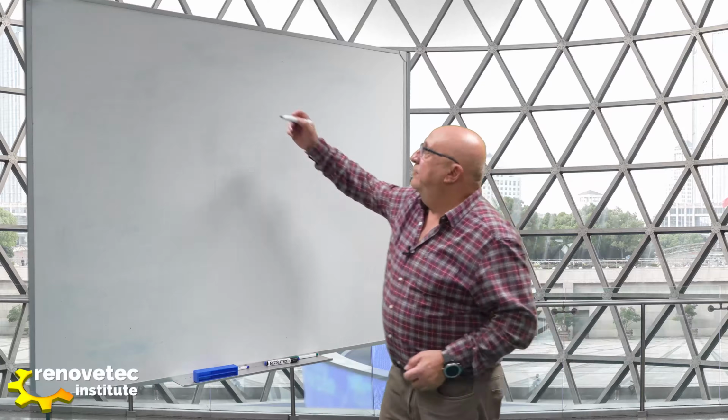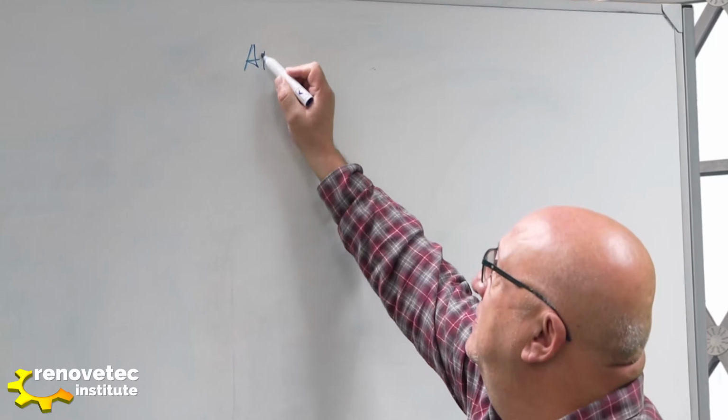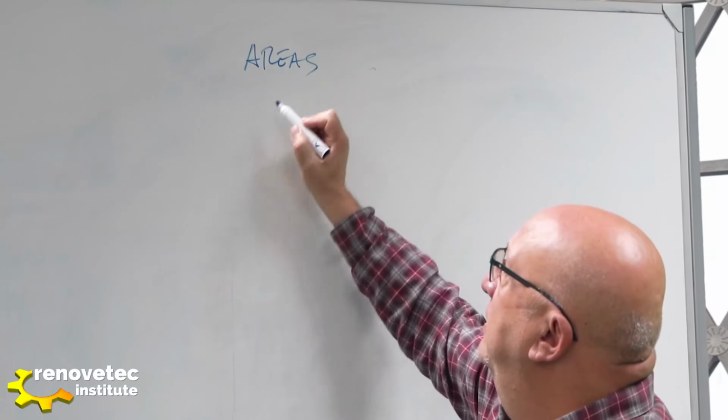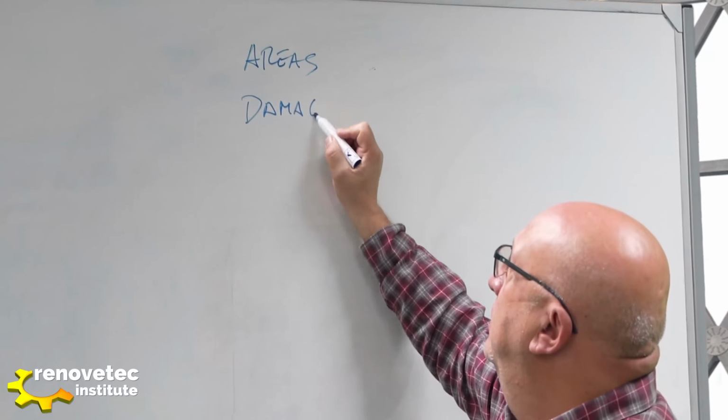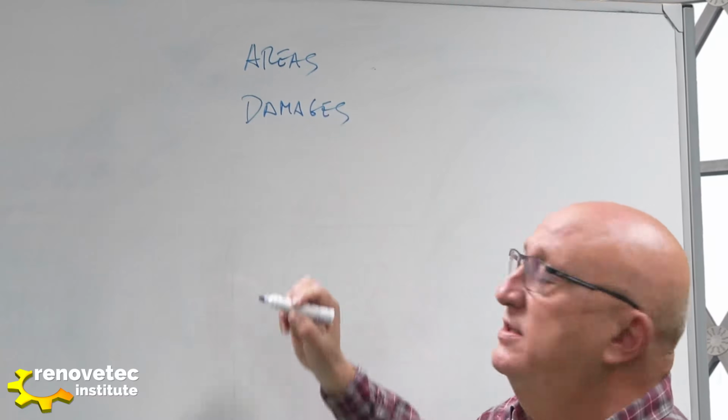There are 3 types of elements that we want to fix using pictures. The first one is areas. The second one is damage. And the third one is evidence.